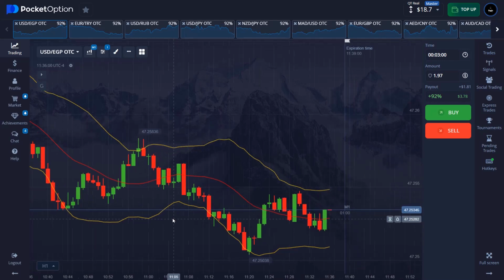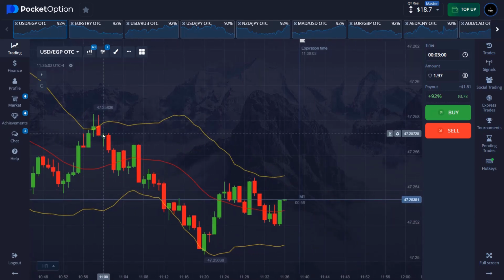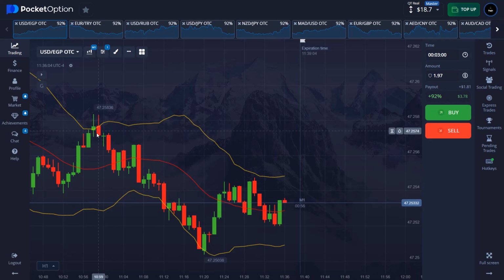So mine was 1870. So basically all you're doing is you're looking for a candle to close at a band, whether it's the top, middle, or the bottom, and then you want a reversal candle, and then you take your trade for 3 minutes. Okay.